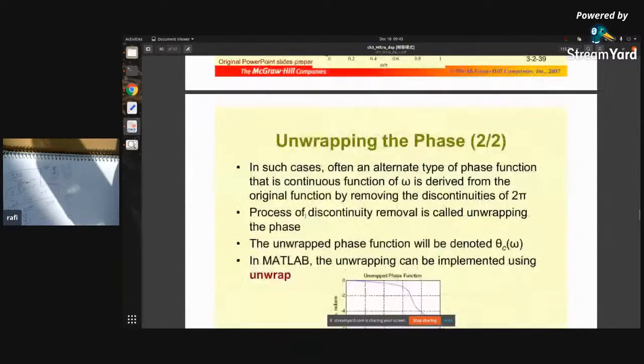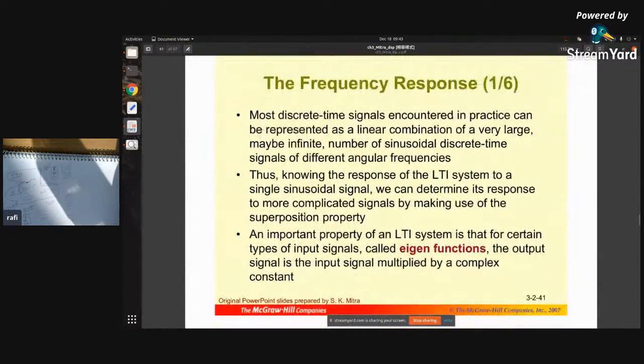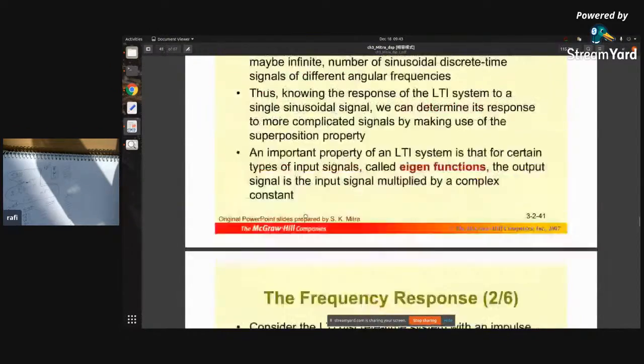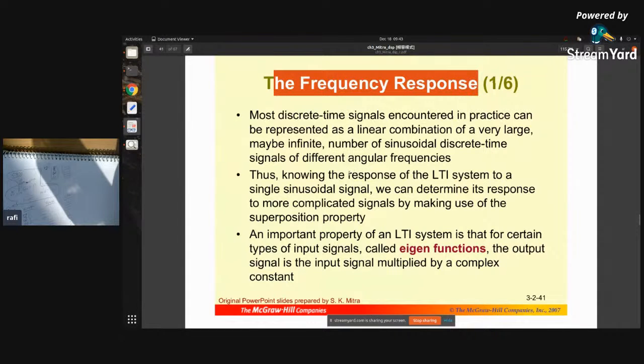So phase unwrapping is one thing that is basically out of scope. We don't discuss it now. So, the definition of frequency response.